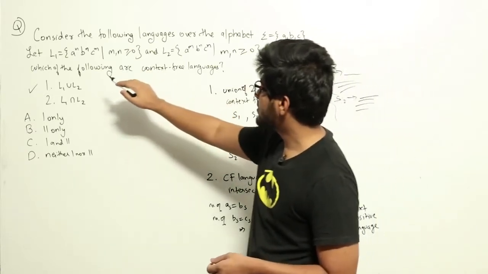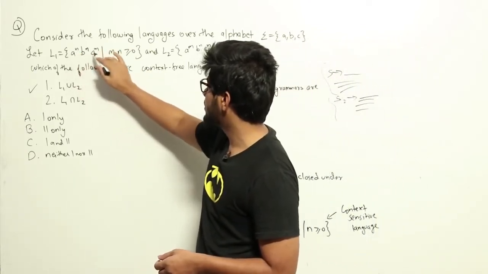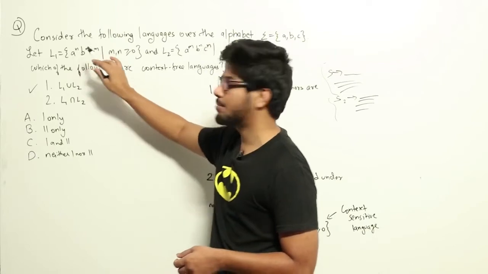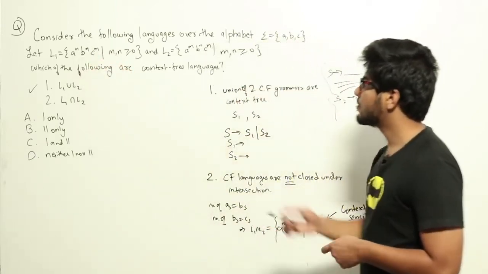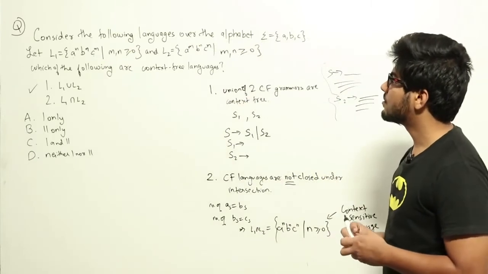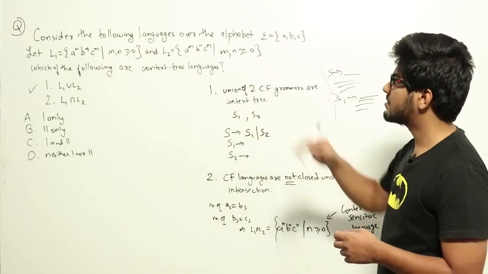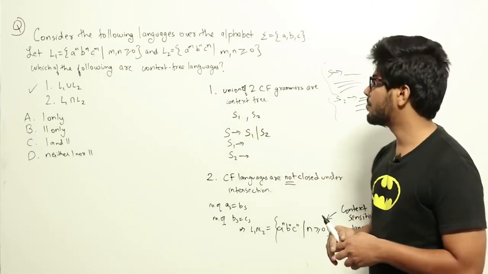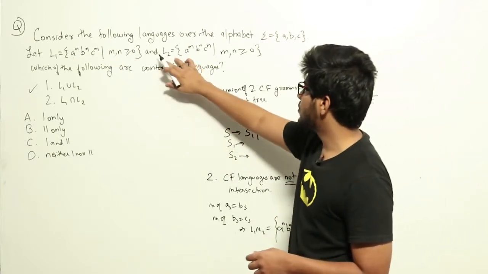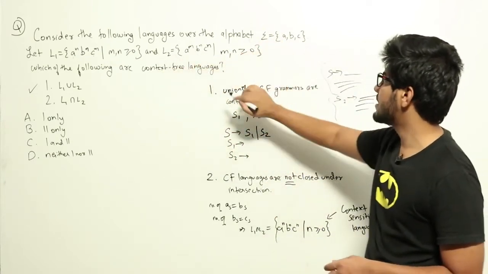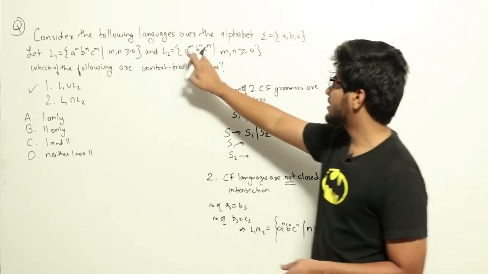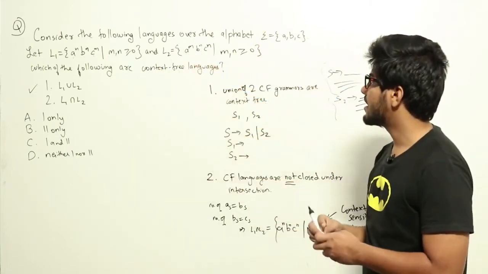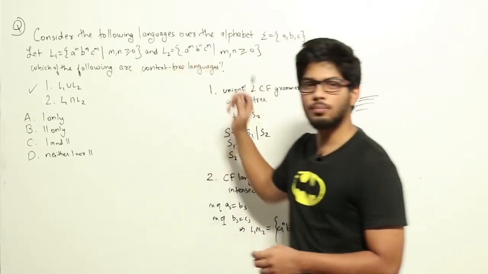So L1 is A power N, B power N, C power N, meaning the number of A's and B's should be equal, and then there will be a number of C's after that. So L1 is the set of all strings of A's, B's, C's such that the number of A's equals the number of B's. L2 is the set of all strings of A's, B's, C's such that the number of B's equals the number of C's. Now the intersection of these two will be the set of strings that belong to both L1 and L2.